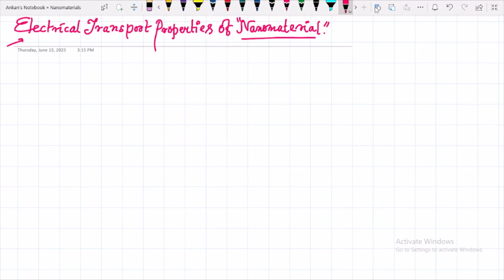Again, when you study the optical properties of nanomaterials, you will see that the optical properties are also different for materials whose dimension is of the order of nanometer. That is why nanomaterial is a very important material for our discussion today.